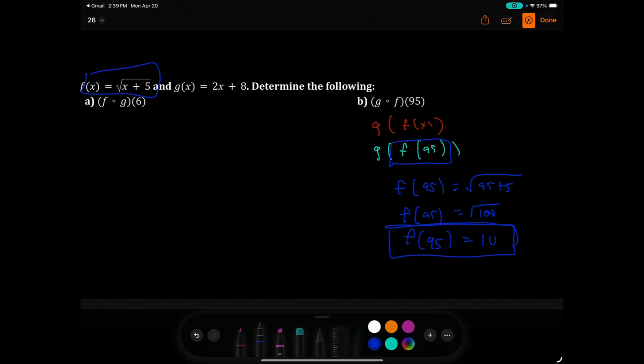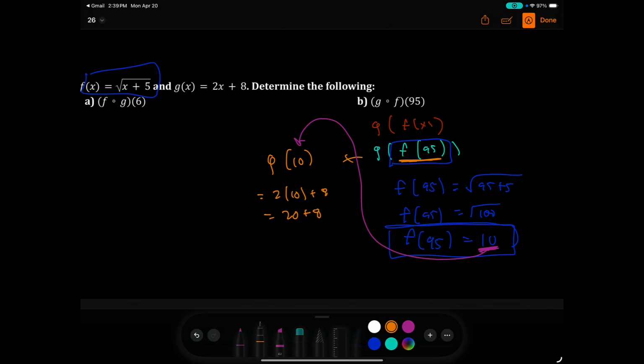Okay, so that's what I'm going to be putting into this portion. So essentially now I have g of 10. So let's summarize. The output now becomes the input. The answer of the first part is what I need to put into the second part. So g of 10. Now I have 2 times 10 plus 8. So this will become 20 plus 8. So my answer is 28. 28 is my answer.